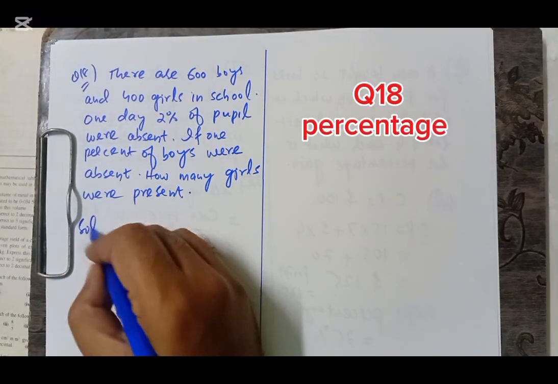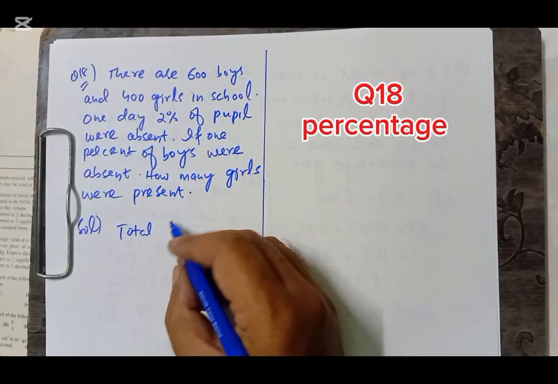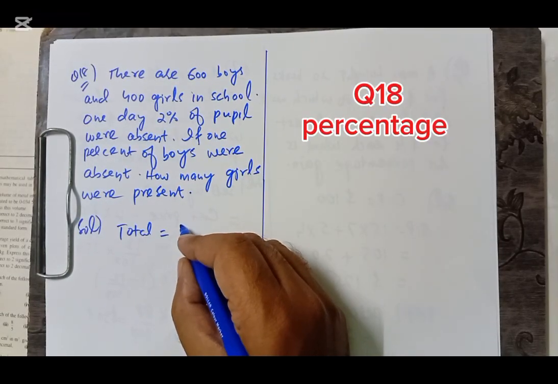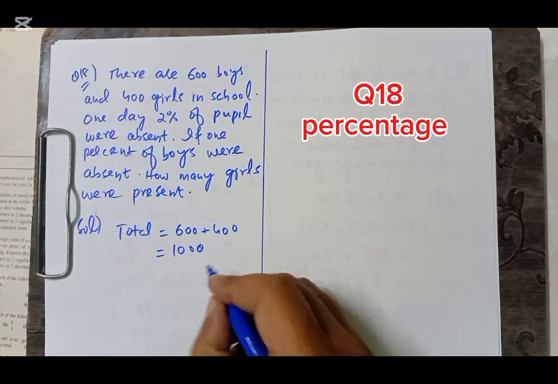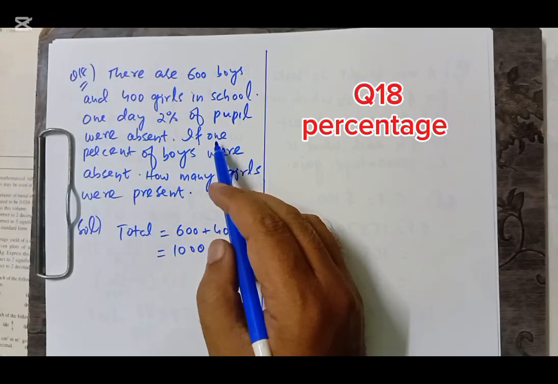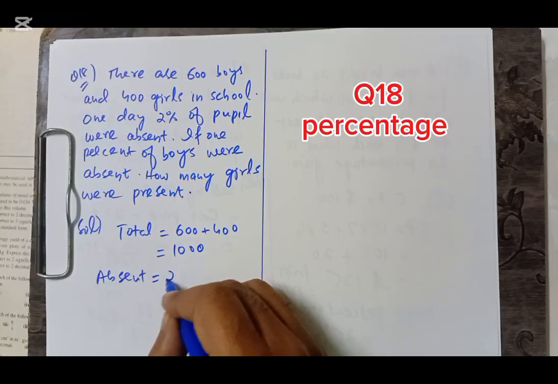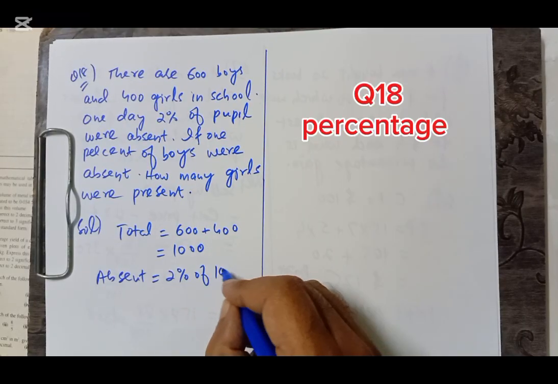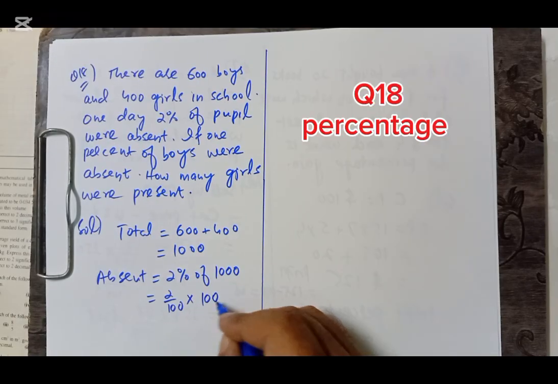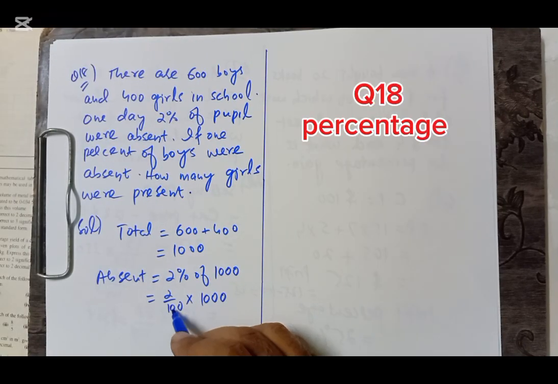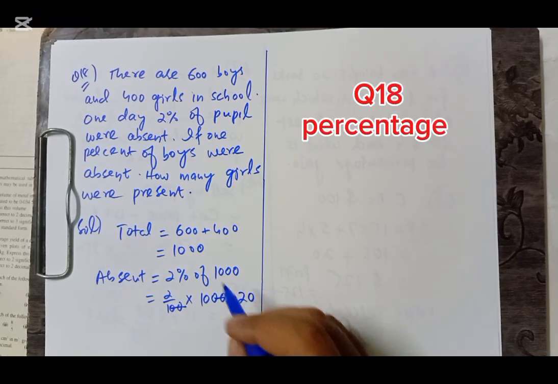Question number 18 says there are 600 boys and 400 girls. So the total number of students is equal to 600 plus 400, that is equal to 1000. 2% of people were absent. So absent are 2% of 1000, which is equal to 2 upon 100 multiplied by 1000. That gives 2 times 10 is 20.